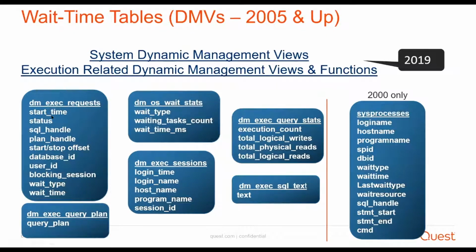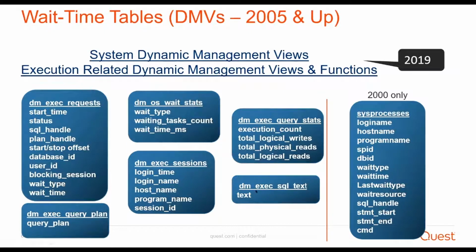What you would do is look at DM exec requests, and there you can get the SQL handle, the plan handle, and, if it's a stored procedure, the start and stop offset. You get the database ID and the user ID. If it's a blocking session, you can get the blocker, the wait time, and the wait type. You join that into DM exec sessions to get the program name, login name, host name, and session ID, and then you can join that into DM exec query stats to get the logical and physical reads and writes and execution counts. You can get many more columns than just what I've listed here.